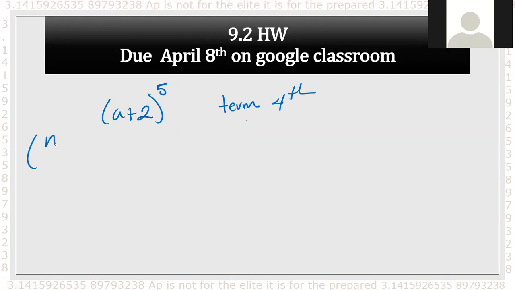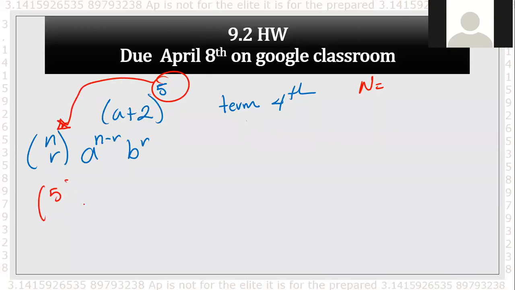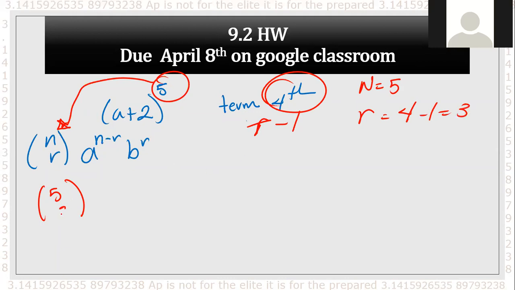I need to find my n and my r, because my a gets my n minus the r, and my b just gets the r. Yes, this is the equation. The first thing I like to do is find my n. What is my n? Well, it's not that bad. That one's always the exponent, right? So I have 5, and then my r is whatever term they gave me, I just subtract a 1. So it's going to be 4 minus 1. That gave me a 3. So far, so good?